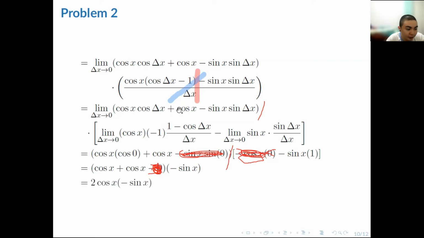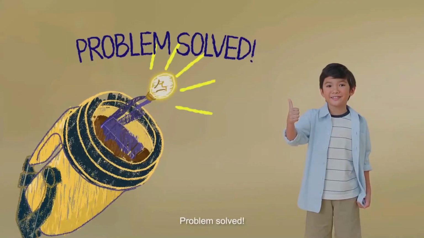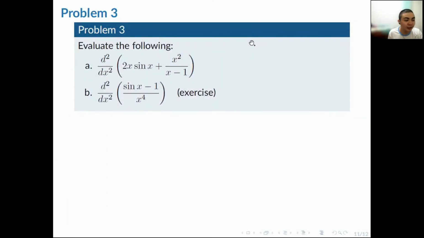So meron na tayong 2 cosine x kasi sinimplify natin to times negative sine x. So by simplifying it further, we have here negative 2 sine x cosine x. So ito yung derivative ng cosine squared x. Ito na yung ating final answer. Problem solved. Ayan. So, nandito na tayo sa last problem for this video.